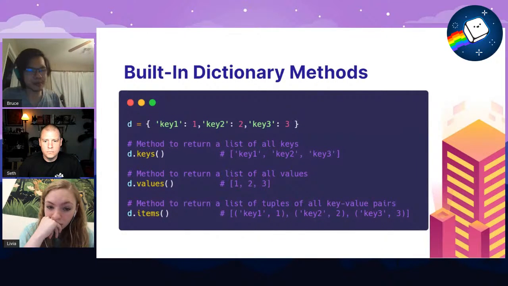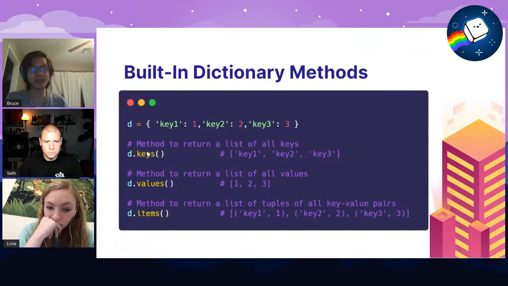Great. Last thing I want to talk about is that dictionaries have built-in methods that make it easier for us to use them. If we want to get a list of all the keys, well, technically it's not really a list, it's iterable, but for all intents and purposes, it'll give us back a list. If we want a list of all the keys, call d.keys. If we want a list of all values, d.values.